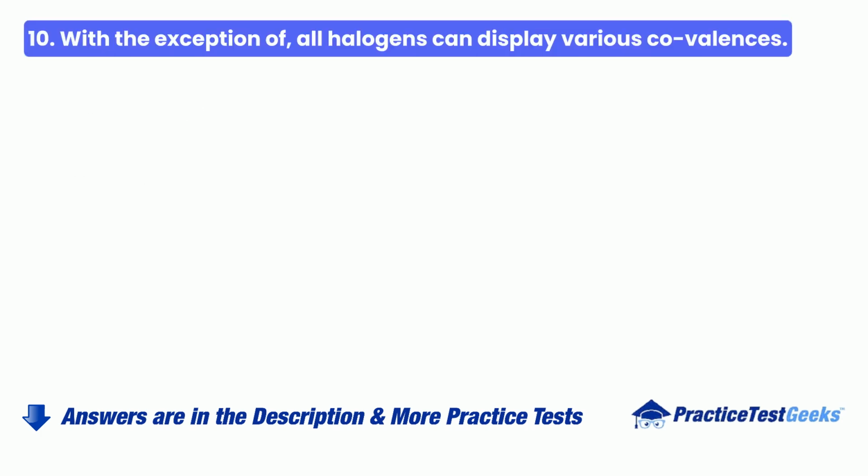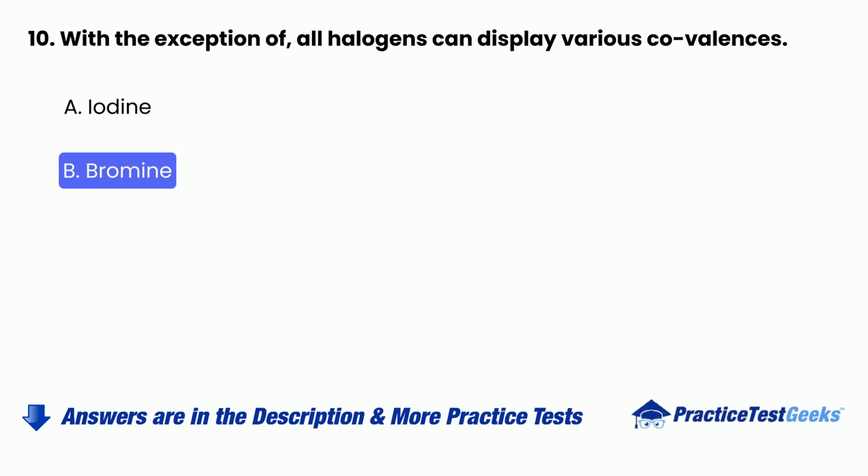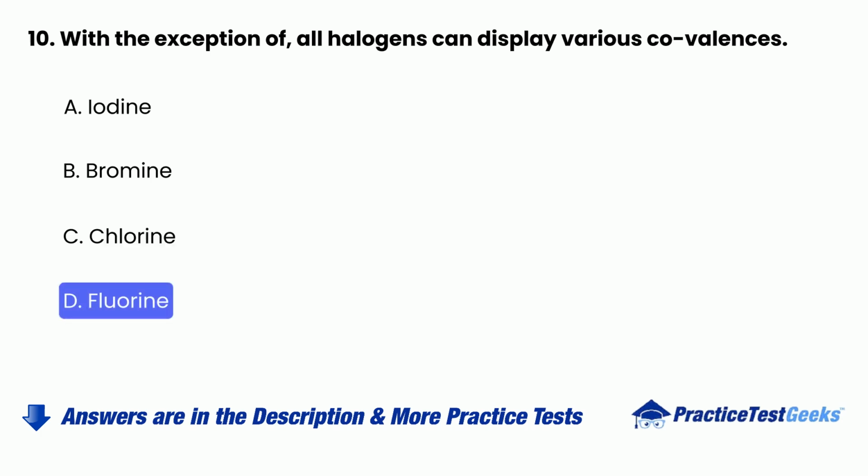10. With the exception of, all halogens can display various covalences. A. Iodine. B. Bromine. C. Chlorine. D. Fluorine.